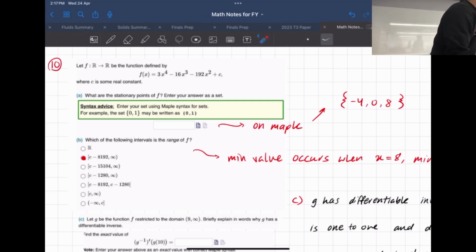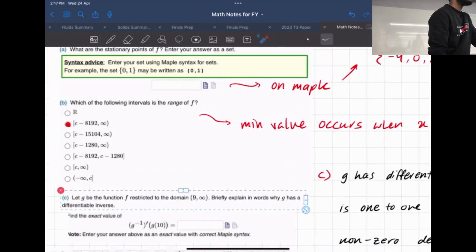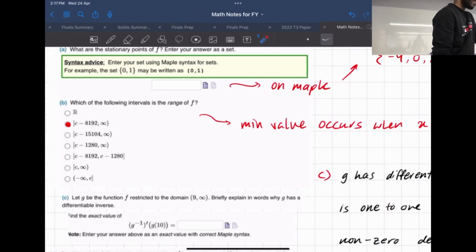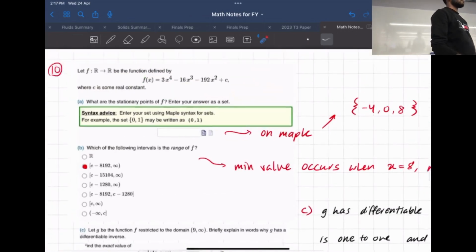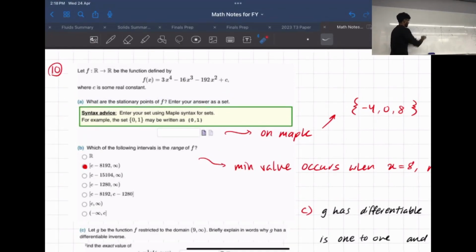Okay. Which of the following intervals is the range of F? Why can't it be all real values, by the way? Well, if it's a quartic, it will always go up on both sides. Perfect. That's one way to think about it. It's because it's a quartic. That's what I was trying to get at. So since it's a quartic, my graph would look something like this. It'll either look like this or it'll look like this. And there will obviously be values up here which aren't included in the range. Okay. So values down here.